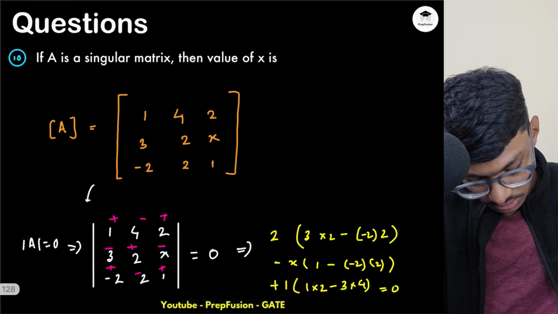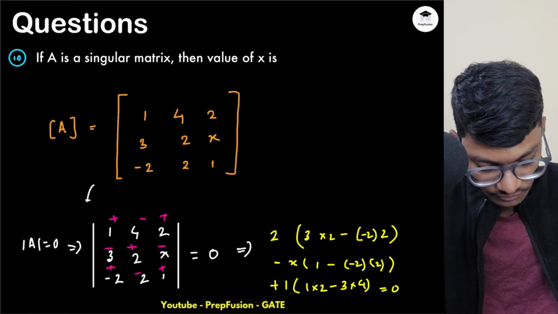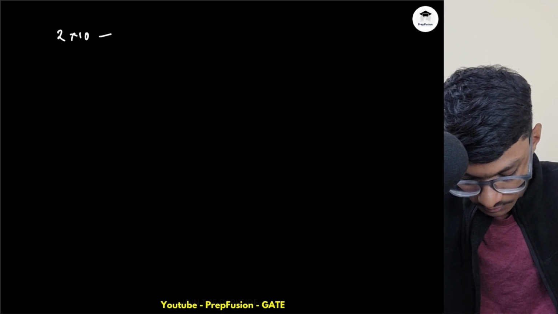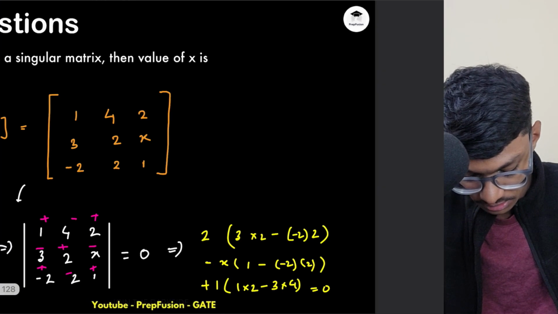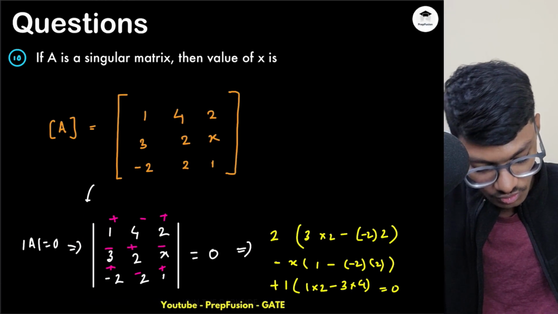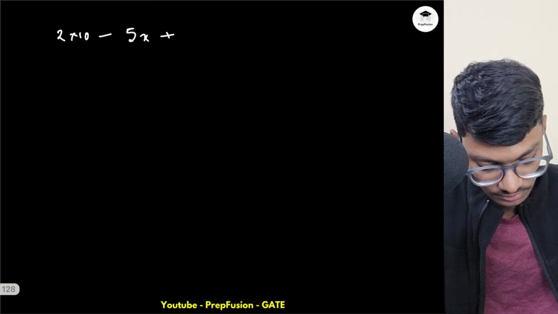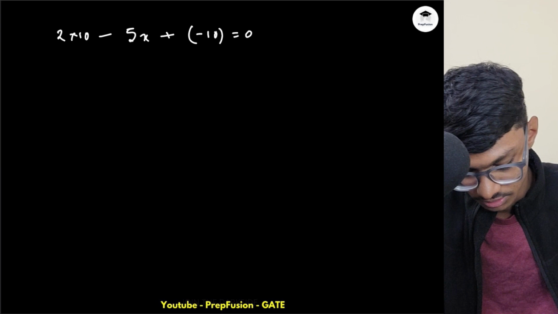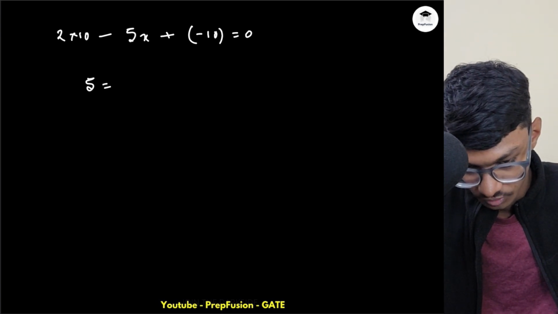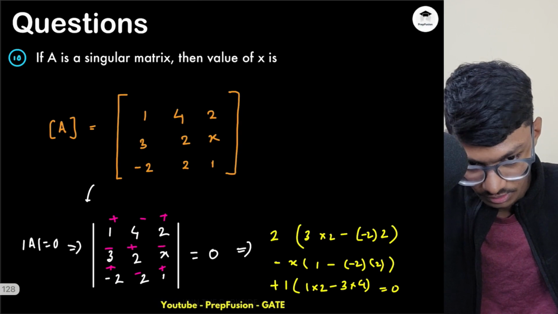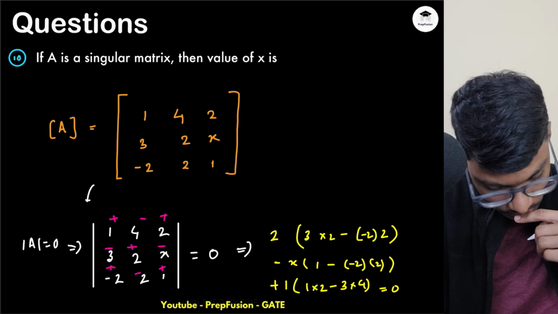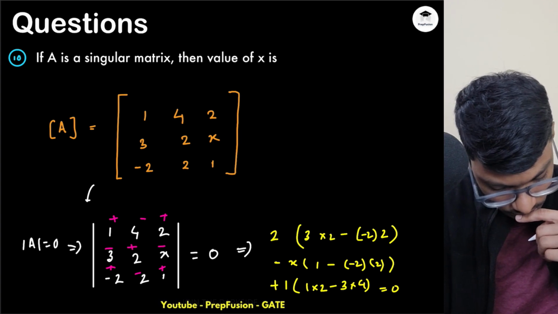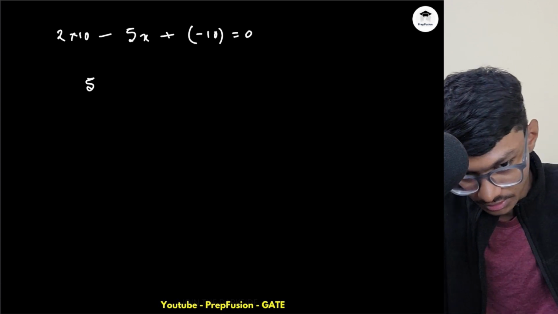What will you get? This will become 6 plus 4, so this is 2 times 10, okay, then minus x times 1 plus 4, so this is 5x, plus 2 minus 12, so this is basically minus 10, equals 0. So your 5x will be equal to 10. Let me just check that everything is all right or not. Yeah, 2 times 2, this is all right. 5x will be equal to 10.